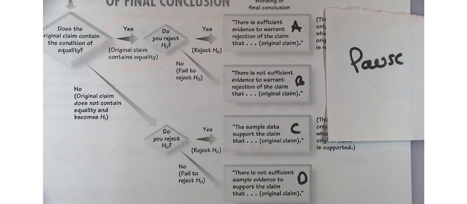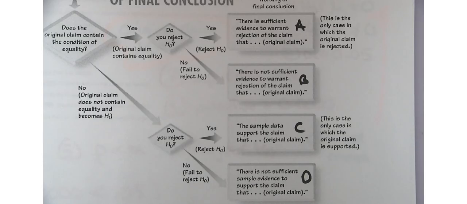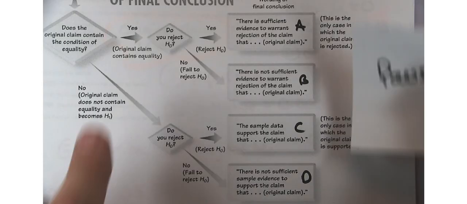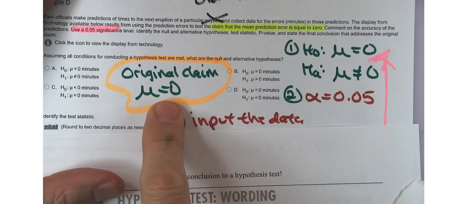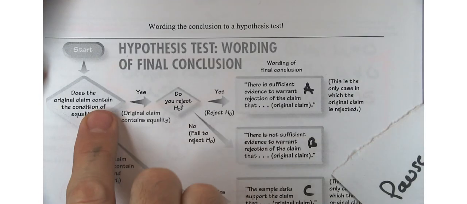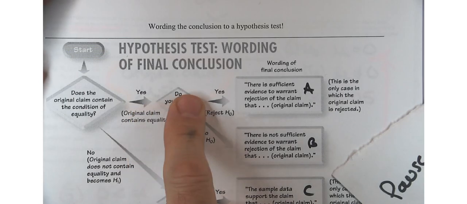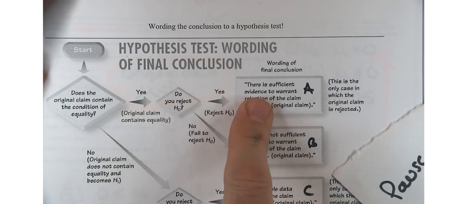All right. So what are we looking at? What's sounding good for you guys? Which one is A, B, C, or D? A. Our original claim contains the possibility of equality or the condition of equality. So that's a yes. Out of this box, we branch to the right. Did we reject H naught? Yes, again.